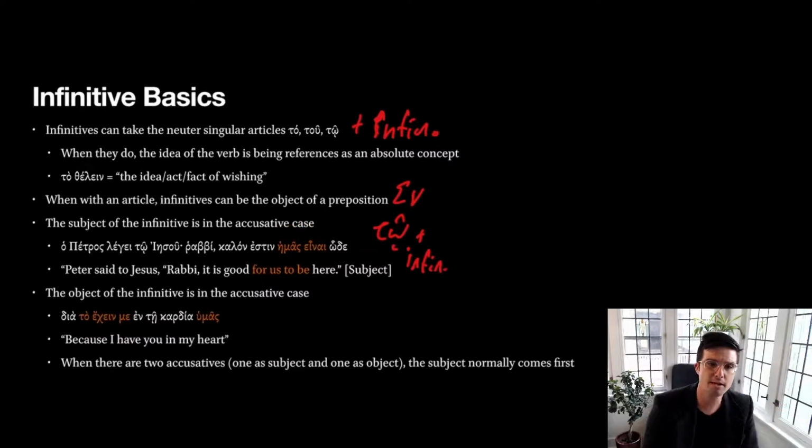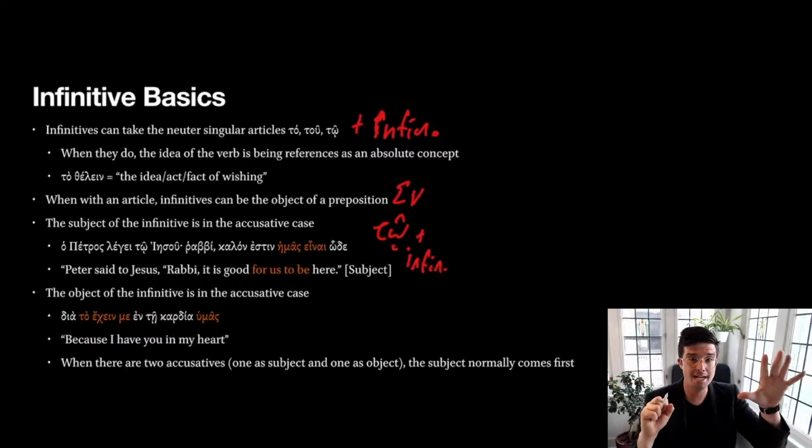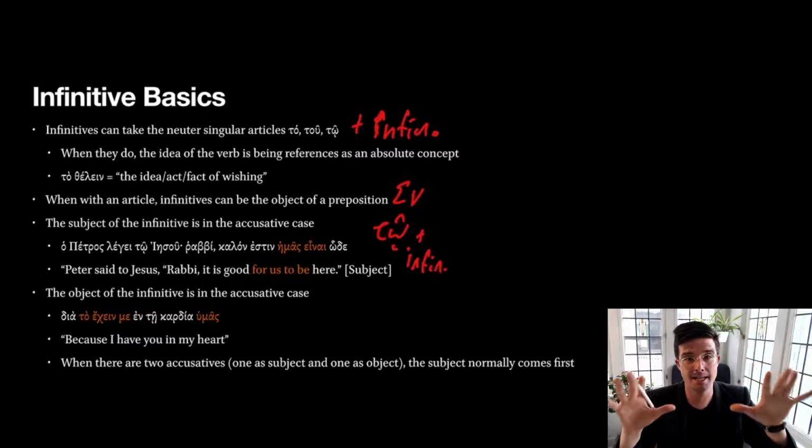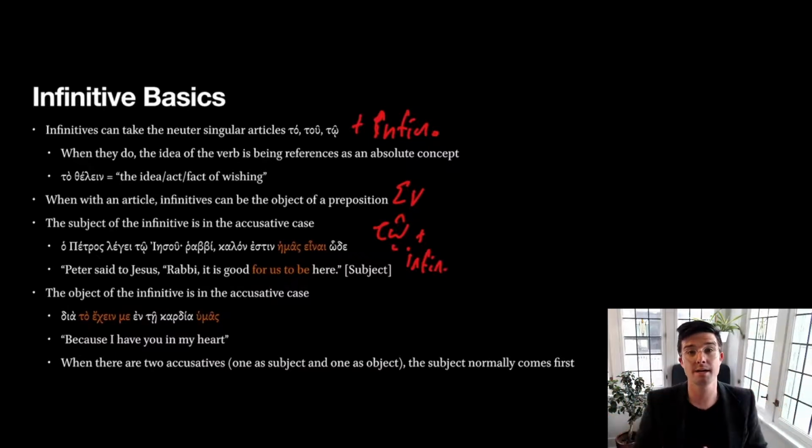One of the confusing things about this is that infinitives can also take objects as well as subjects. So here we see the infinitive taking a subject, but it can also take an object, and it will take its object in the accusative case. So the infinitive takes its subject and its object in the accusative case, and there will be occasions where an infinitive has both a subject and an object, as right here.